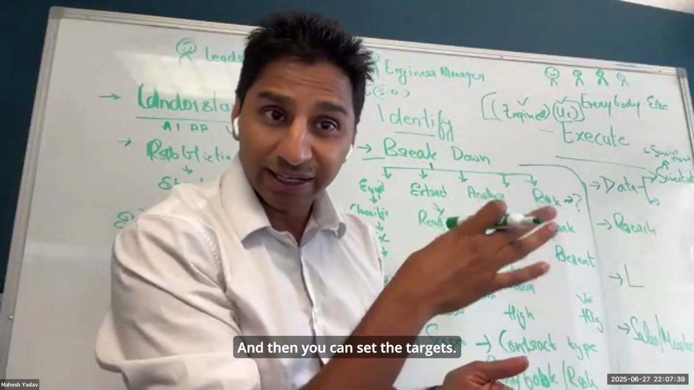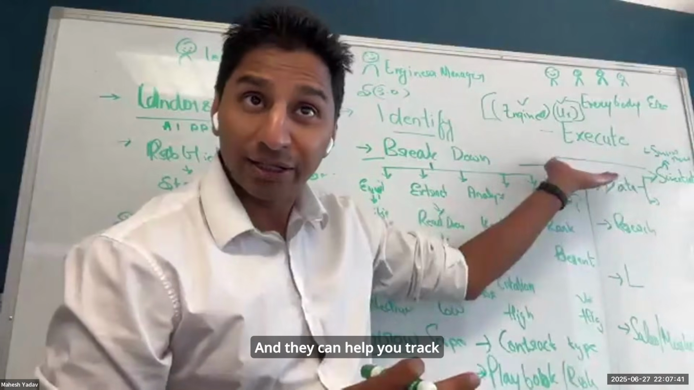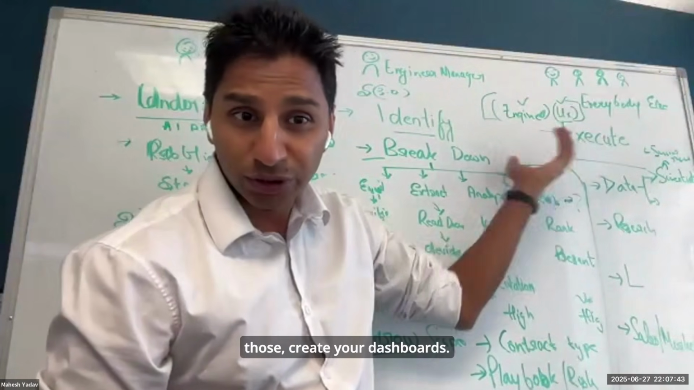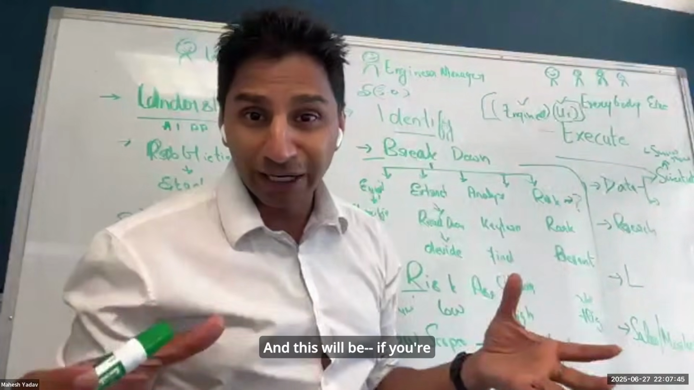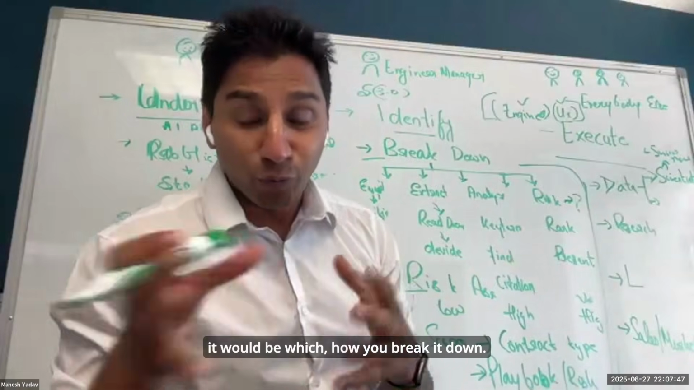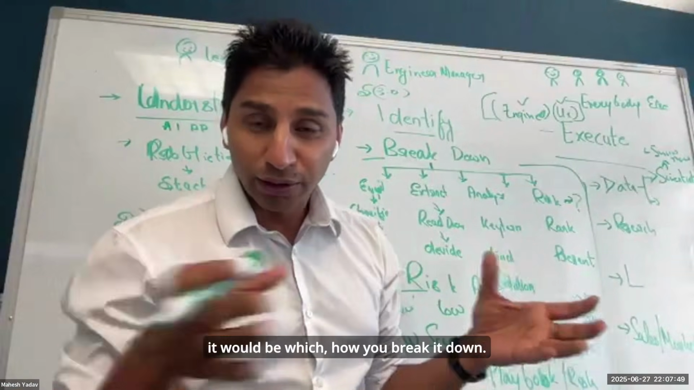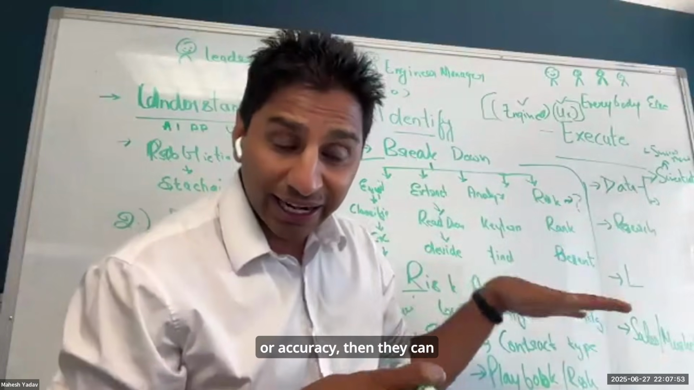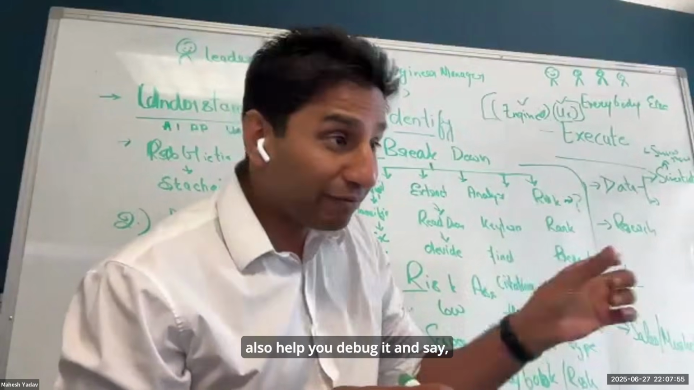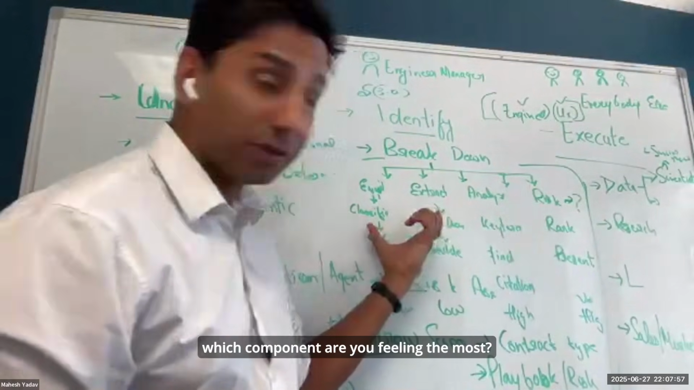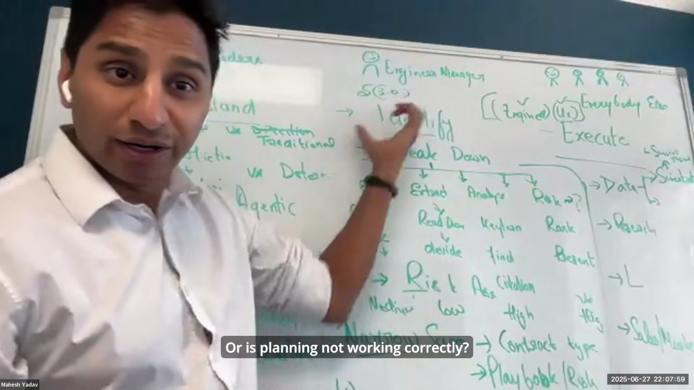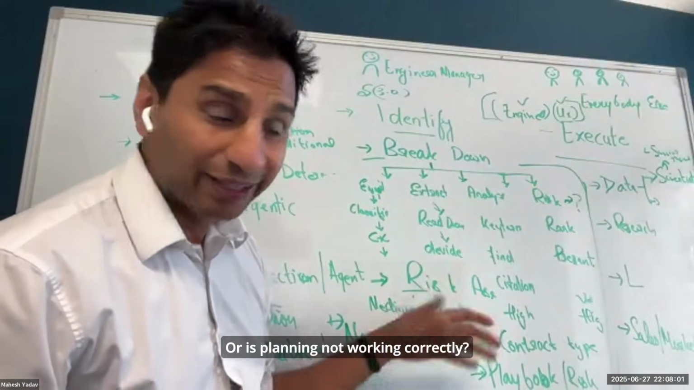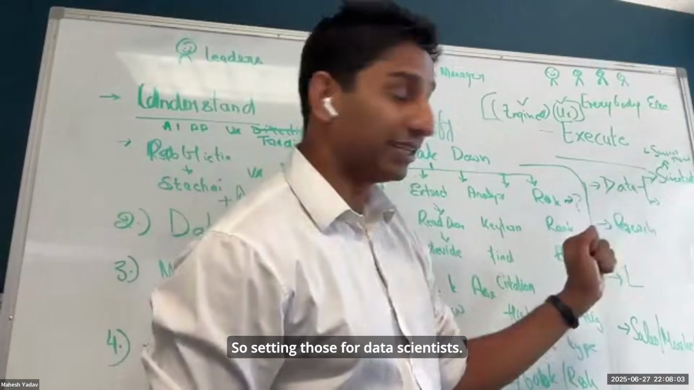And then you can set the targets and they can help you track those, create your dashboards. And this will be, if you're building a multi-agent system, how you break it down. And when you say we are not meeting our latency or accuracy, then they can also help you debug it and say which component you are failing the most, or if planning is not working correctly. So, setting those for data scientists.